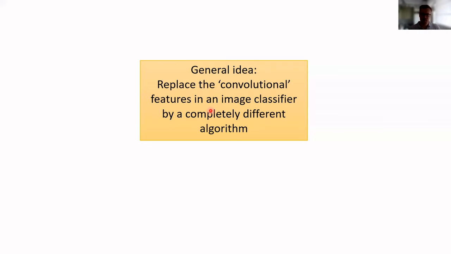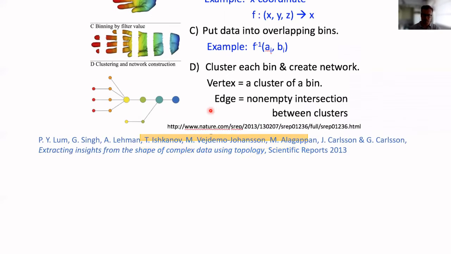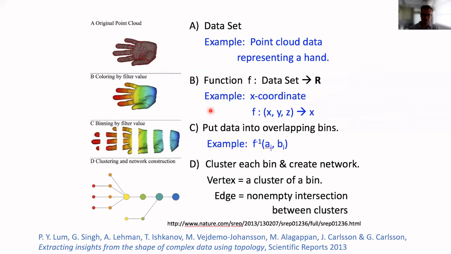So the first idea: let's try to replace these convolutional, deep learning features by something completely different. Let's use the mapper graph representation. So what is the mapper graph representation? This is an unsupervised learning algorithm, using the machine learning terminology. To explain it on a particular example, imagine that you have a point cloud like this, taken from a hand.